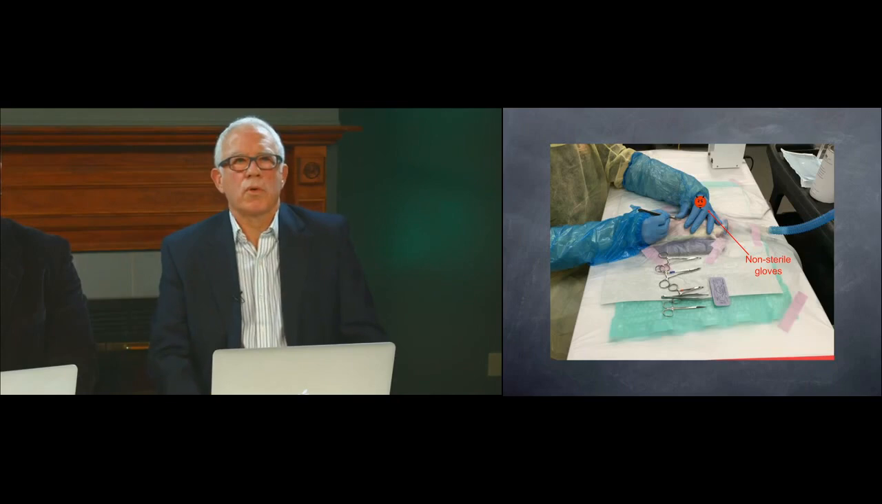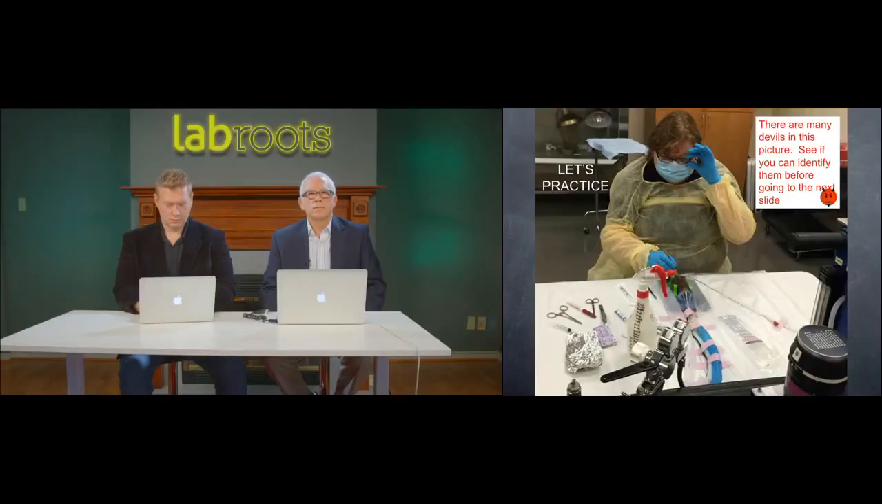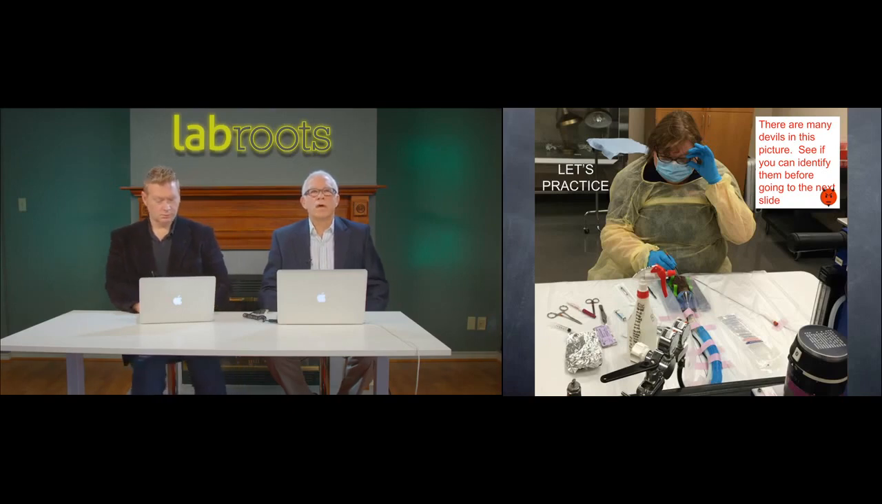So why don't we just do a quick little practice? I'm going to give you a few minutes. Okay, so what we're going to do is there are many devils in this picture. Look at them. There are about 10 devils that I can at least identify. You might be able to identify more than that. Let me give you about a minute of silence and let you look through it. Identify, look at the person, look at the table, items on the table. Look to see areas where cross-contamination has happened, or where we have contaminated the sterile field or the sterile surgical table. I'll wait for a minute.